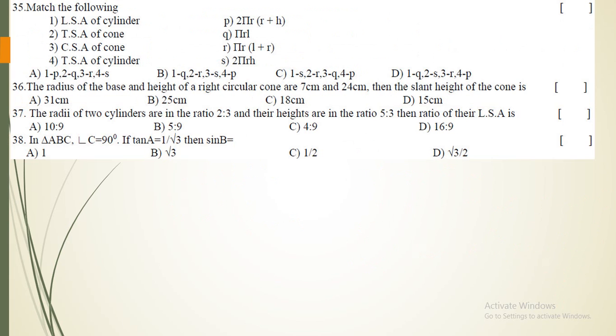LSA of cylinder. So lateral surface area of cylinder is 2 pi r h. Total surface area of cone is pi r into r plus l or l plus r. CSA of cone is pi r l. Next, TSA of cylinder is 2 pi r into r plus h. So SRQP is my answer. So where is SRQP? Option C.